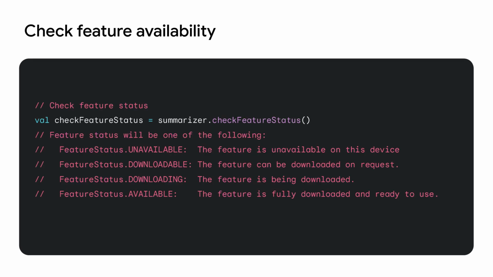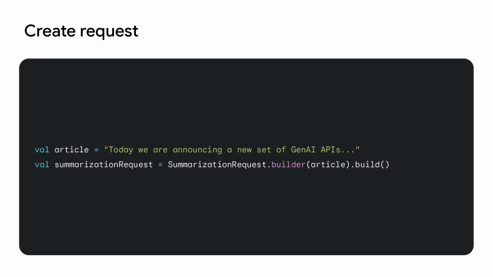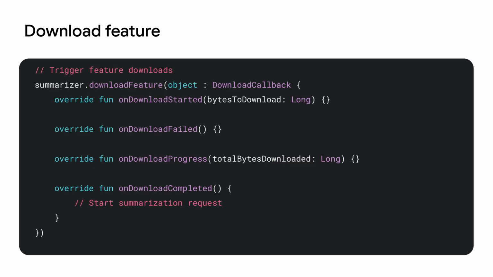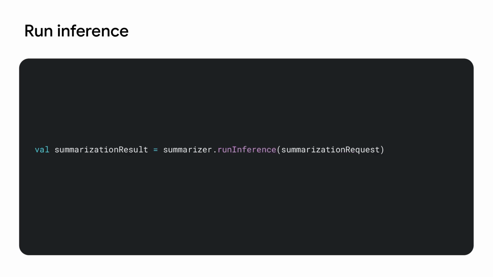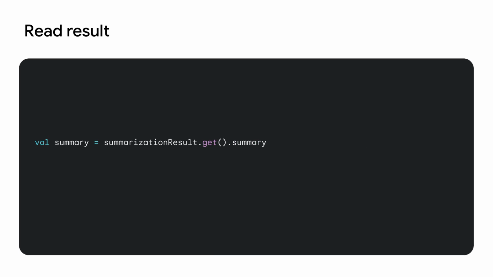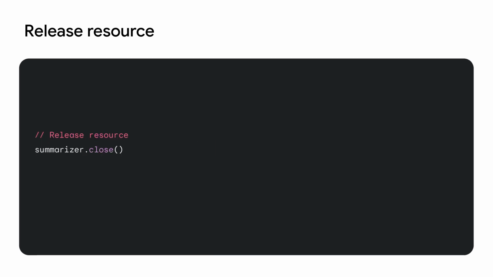Next, check whether this API is available on the current device and whether it needs to be downloaded. If the feature is available on the device, start creating the summarization request. And if the feature hasn't been downloaded yet, start the download process. Once the feature is downloaded, run the inference. And finally, once output is ready, read the results of the summarization. When the use case is completed, be sure to release the resource.